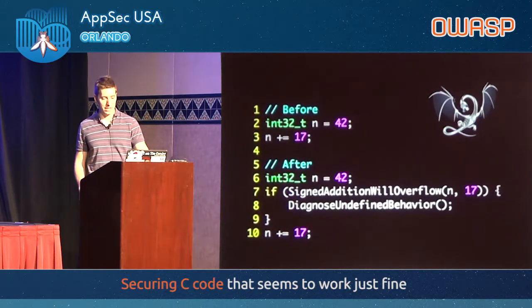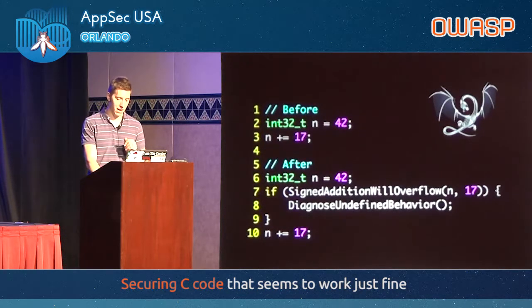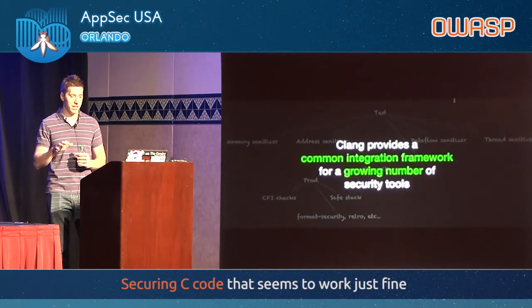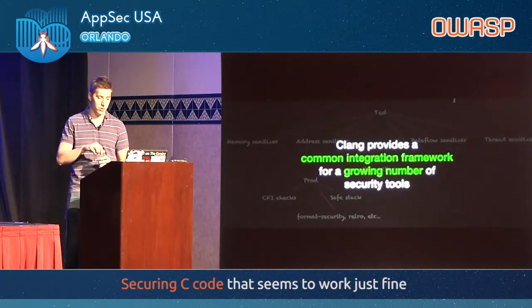What UBSAN effectively does is it adds a check before the addition occurs to see if the undefined behavior is going to occur, and if it does, it's just going to exit. It's going to error out and give you a useful backtrace. So the upshot here is that Clang provides a common integration framework for a growing number of security tools. And of course, there are a ton of good open source tools out there.